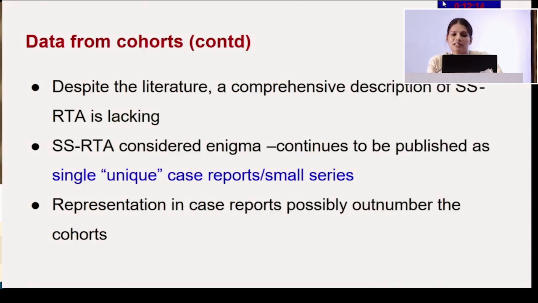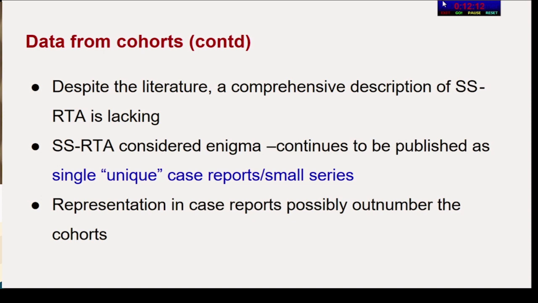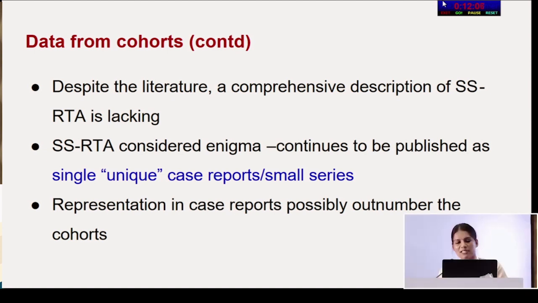So, despite this literature, a comprehensive description of the clinical features is lacking. And interestingly, for specialists other than rheumatology, Sjogren's syndrome renal tubular acidosis is considered an enigma, which may be a good thing because they continue to publish single unique case reports and small series. And the representation in case reports possibly outnumbers the data that is available in cohorts.